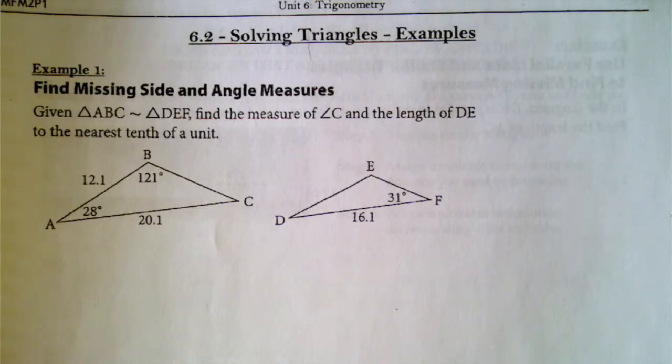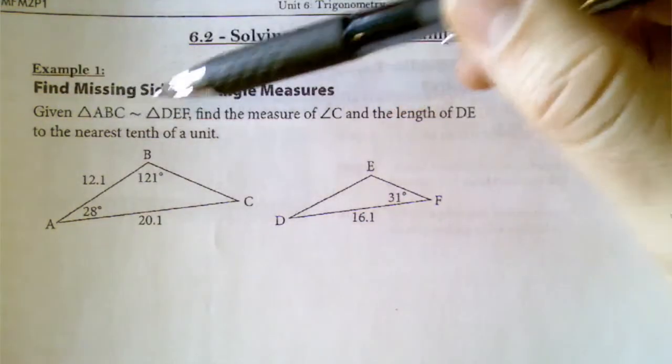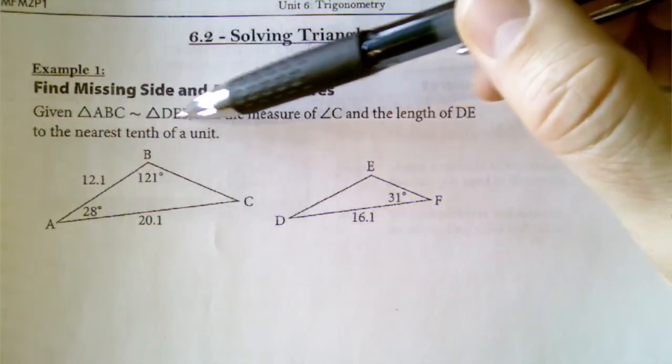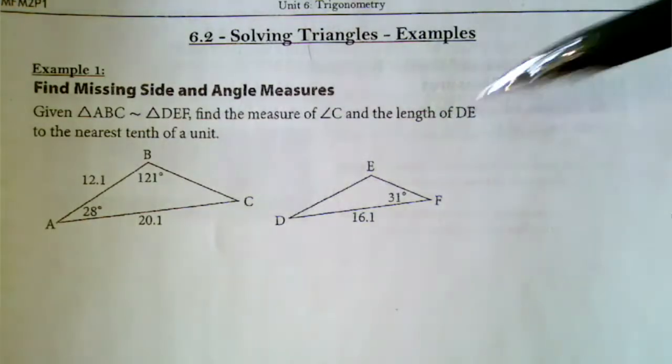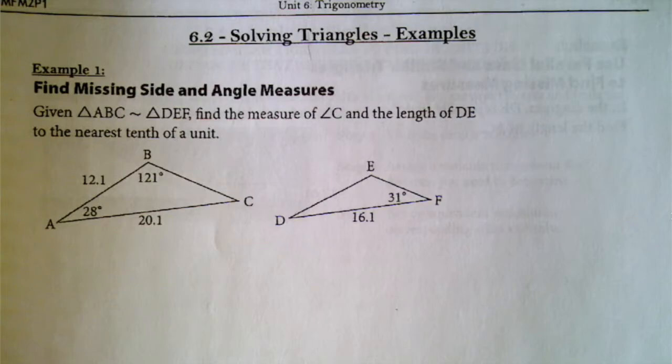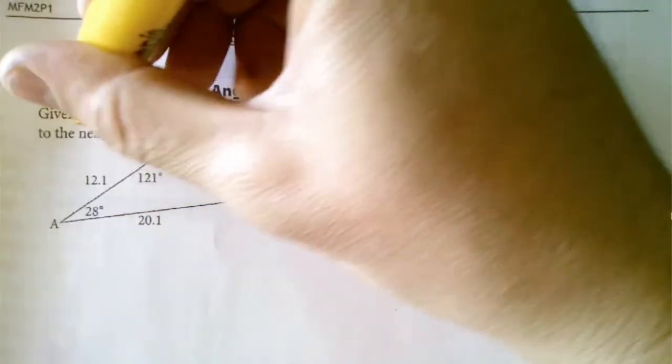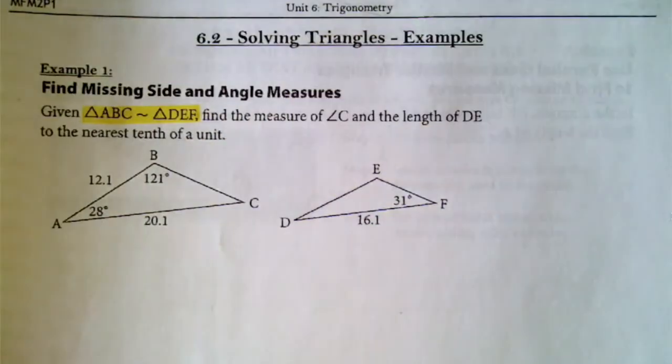Okay, this is lesson 6.2, and in 6.2 we're going to solve triangles using the properties of similar triangles. So the first example says, given that triangle ABC is similar to triangle DEF, find the measure of C and the length of DE. Well, since we have similar triangles, we can match up the corresponding sides or corresponding angles with each other.